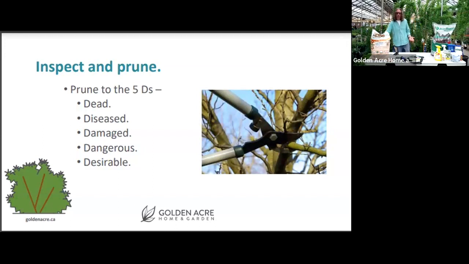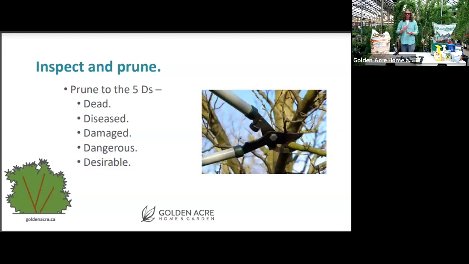Okay, we're inspecting and pruning. So what we're looking for right away, the easiest one to see, is any winter damage. Maybe the tree, or shrub, has had snow shoveled onto it. The weight of the snow has broken some branches. Any number of things can happen. Hard frost has burnt some tips. We're looking for the obvious things, okay?